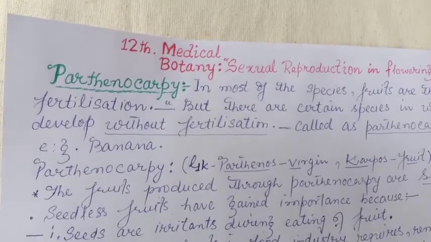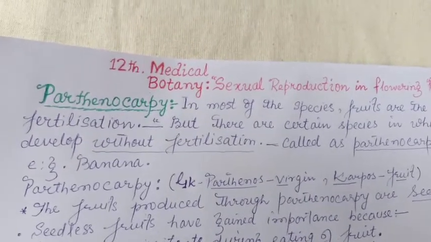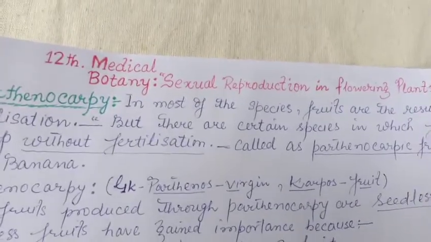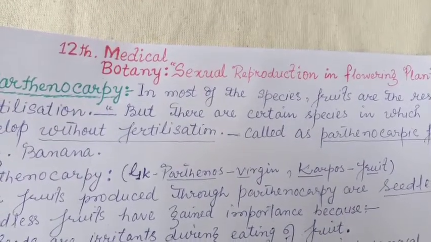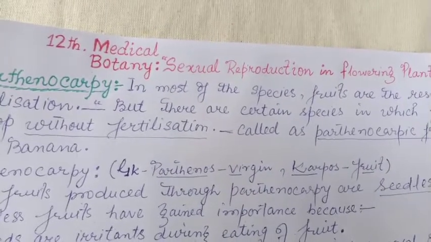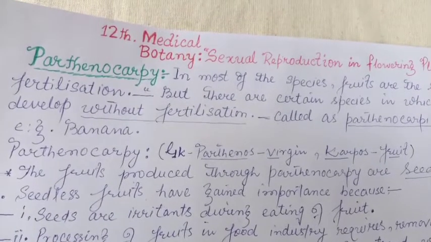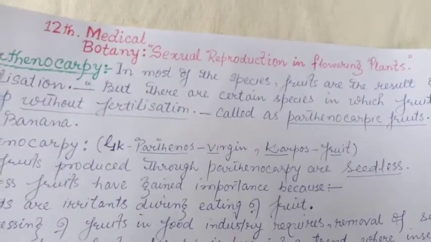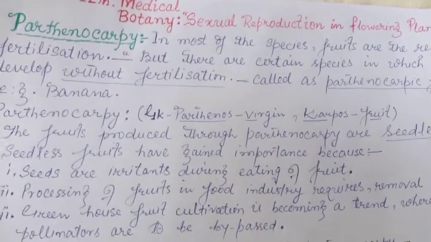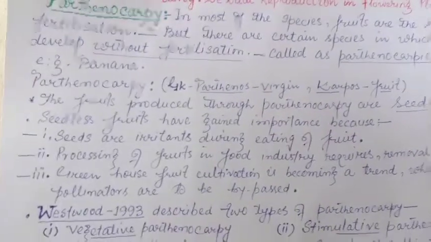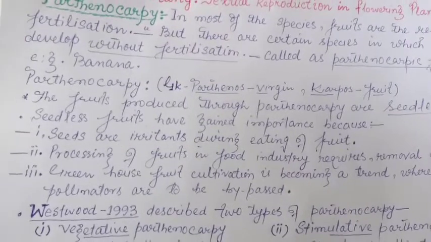Now Parthenocarpy has been derived from the Greek terms parthenos, which stands for virgin, and karpos, fruit. Together, Parthenocarpy means virgin or false fruit. The fruits produced through Parthenocarpy are seedless. Seedless fruits have gained importance, which means this event of Parthenocarpy is gaining importance from the economic point of view.